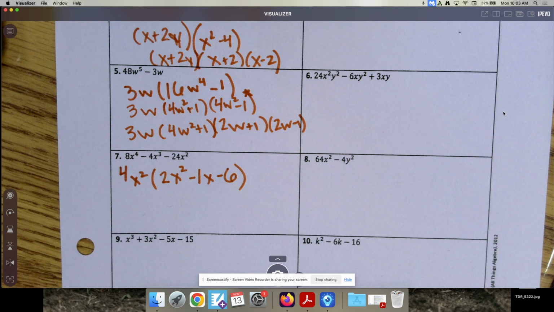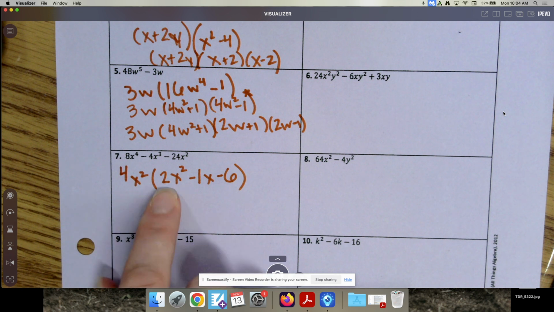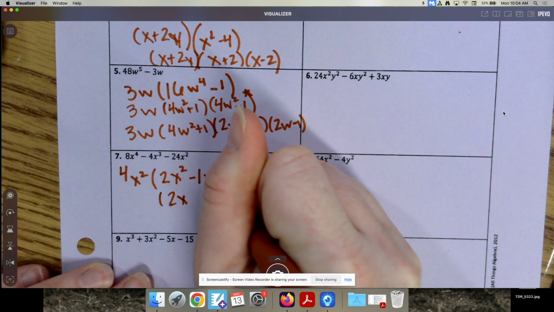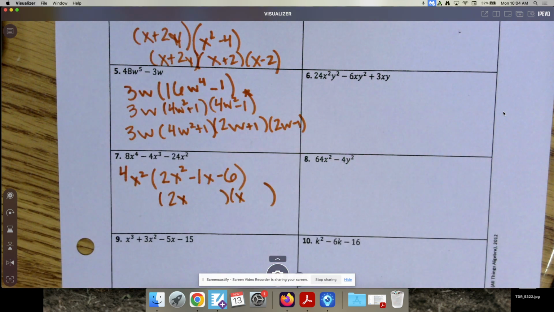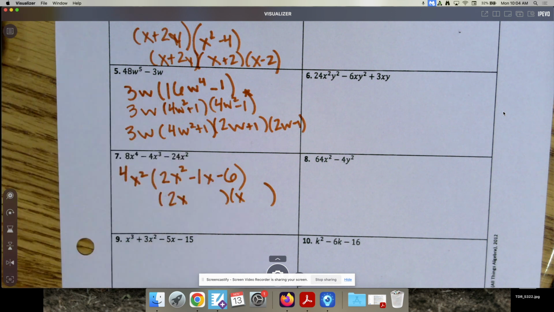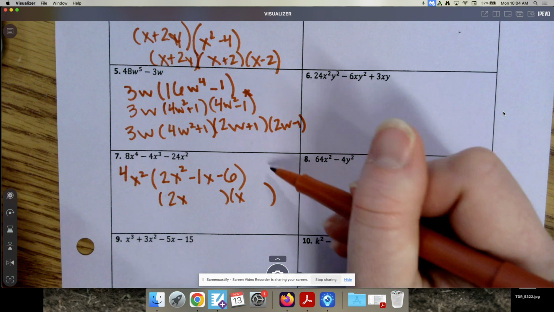Can this be broken down more? Yes. 2x squared, what would our parentheses have to start with? 2x and an x. So when you take something out, remember, you're looking at your new numbers now. So we're not worried about the 24. We're worried about the 6. If we are going to get 6 at the end, what multiplies and gives us a 6? 2 and 3, or what else could it be?